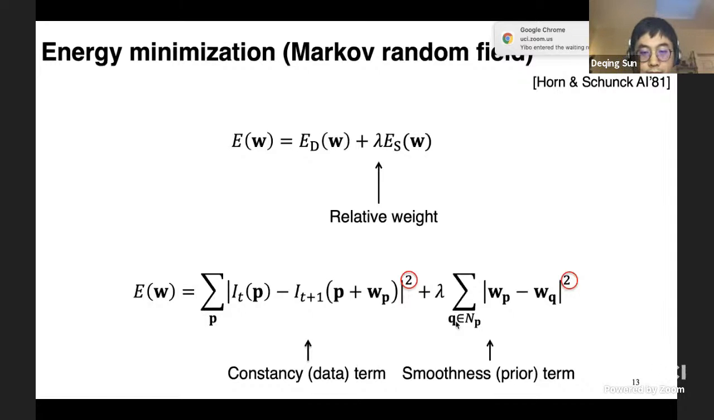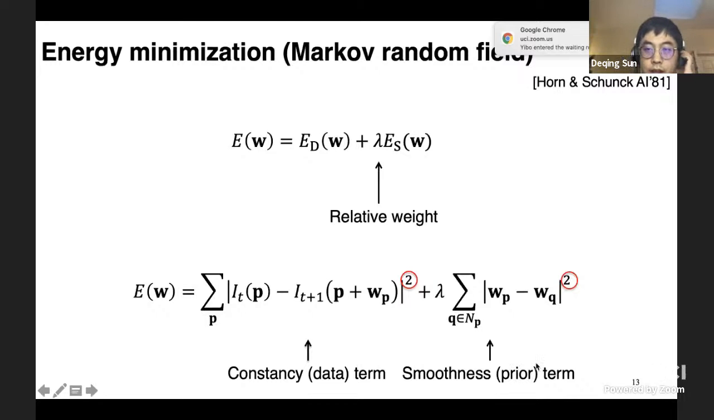And so one question is, why should we use L2? Because there are outliers that break down the assumption. Say there is lighting change or occlusion that breaks down the data term, and also there are sharp motion boundaries that break the smoothness term.